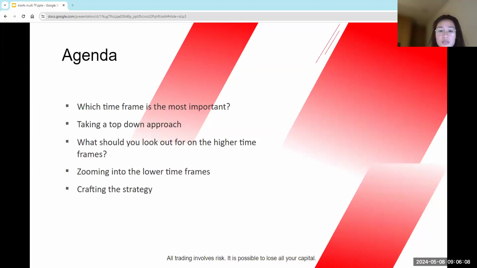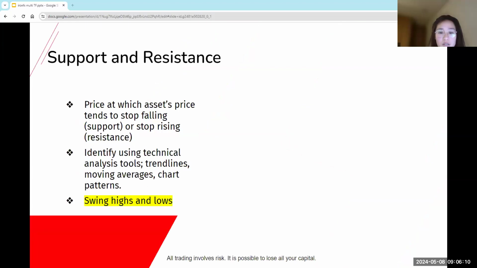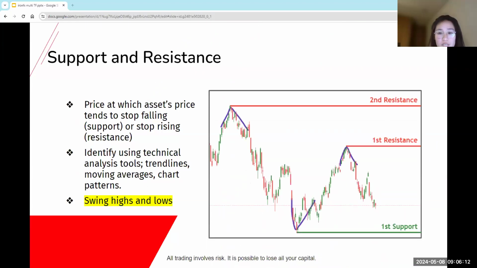Okay, let's get started. So starting off, support and resistance. This is just some basics and some recap. Support and resistance levels basically refer to prices at which an asset's price tends to stop falling, which would be your support, or stop rising, which would be your resistance.